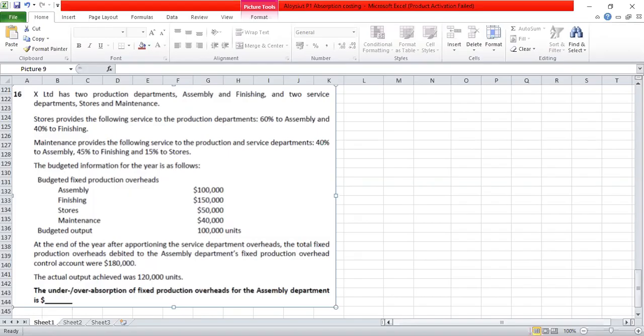At the end of the year, after apportioning the service department overheads, the total fixed production overheads debited to the assembly department fixed production overhead control account were 180,000. The actual output achieved was 120,000. The under or over absorption of fixed production overheads for the assembly department is dash.